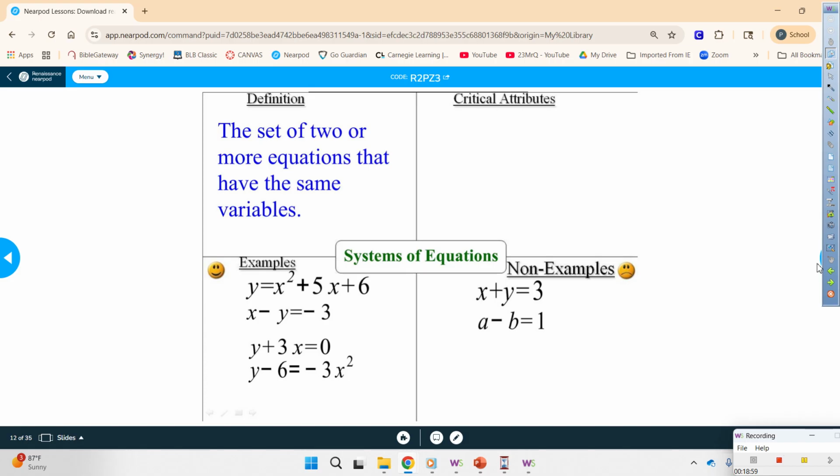Non-examples. Before you copy those, tell your neighbor why this is a non-example of systems of equations. Why is that not a system? Then we're going to go with Scarlett to enlighten us. Why is that not a system, Scarlett?